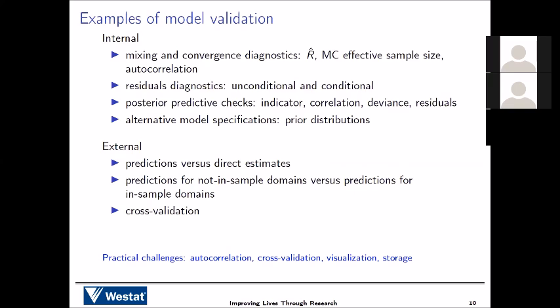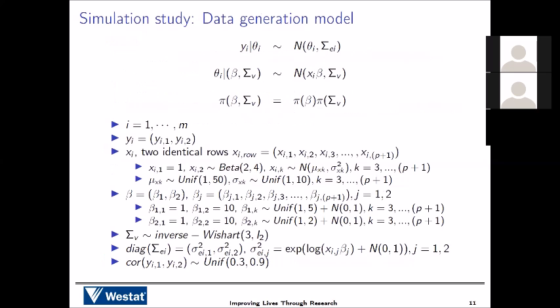And finally, cross-validation. Again, there are practical challenges associated with this. Autocorrelation tests may not be feasible. For the employee compensation example that I gave you, I was not even able to construct some autocorrelation tests because of the dimension of the data. Cross-validation, again, is computation intensive, and so forth.